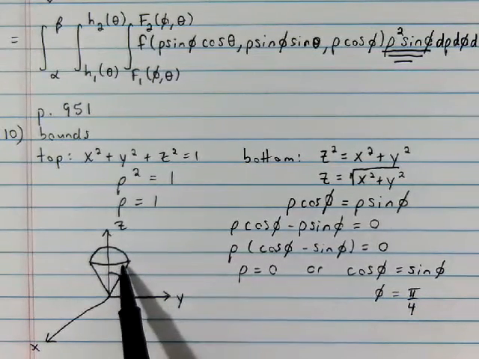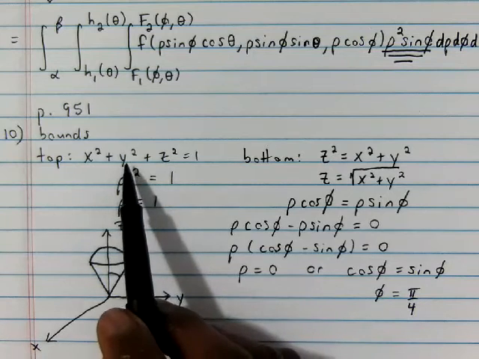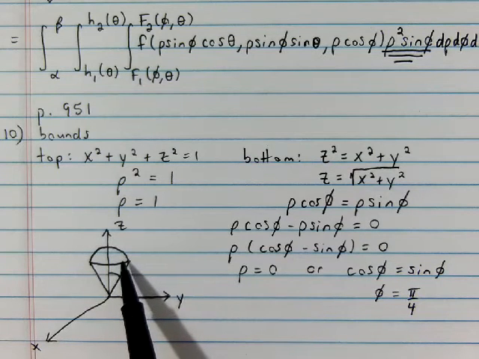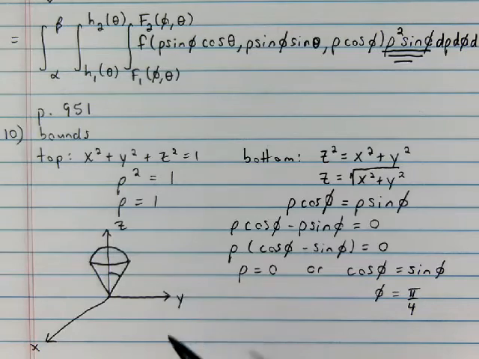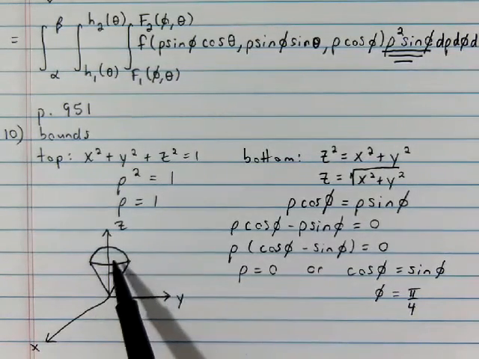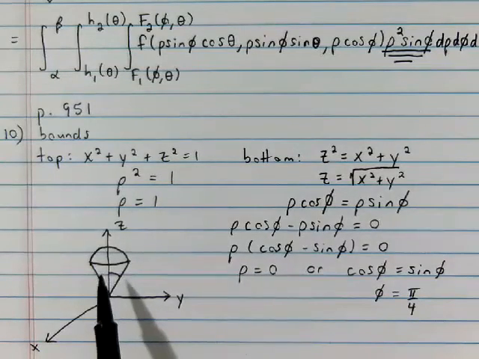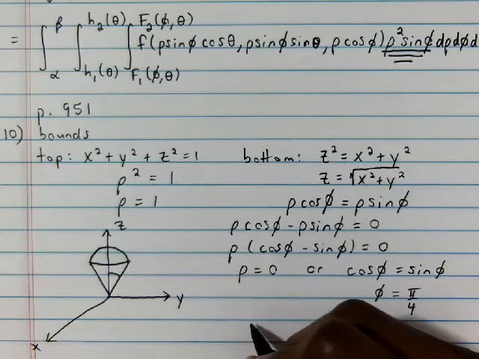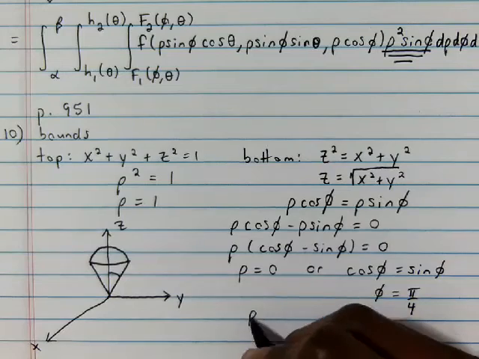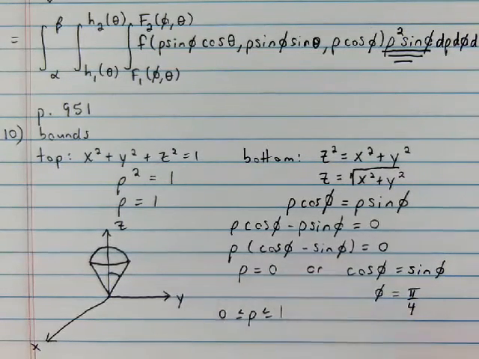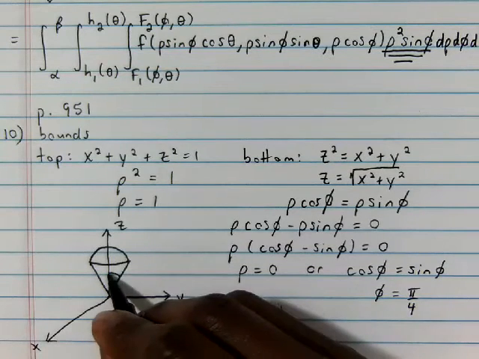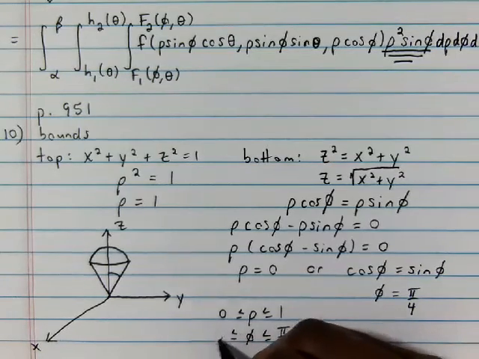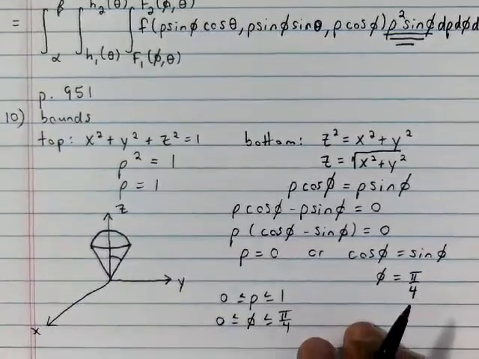Now, if you wanted to, you could look at the intersection of the top with the bottom to get that circle right there, the circle where the cone intersects the sphere, and then use that to find your theta. But you all are very familiar with circles, so you wouldn't have to go through that algebra to figure that out. So our rho varies from 0 to 1, our phi varies from 0 out to pi over 4, and our theta varies from 0 to 2 pi.